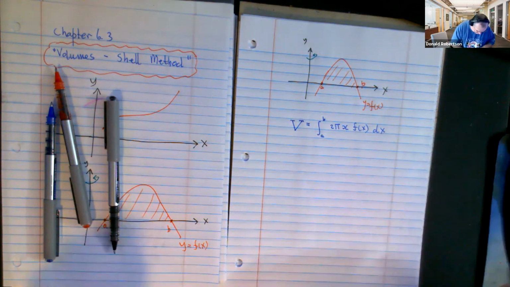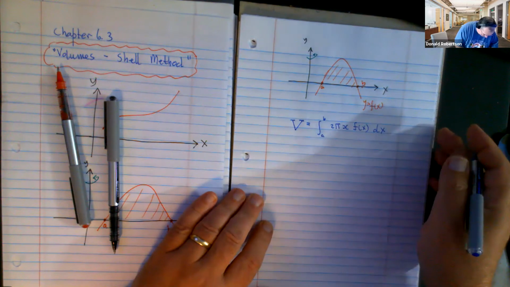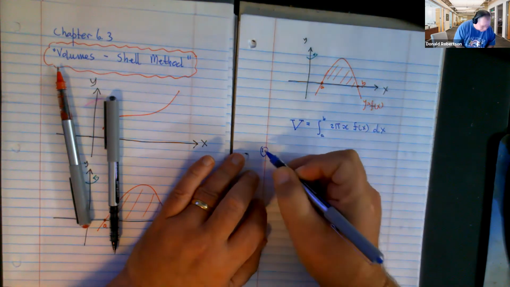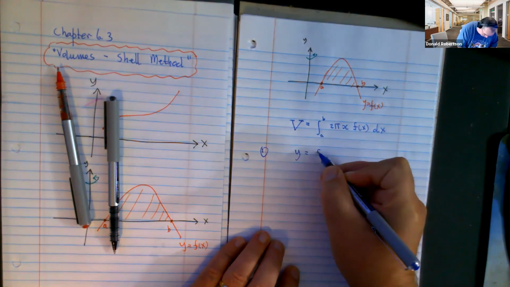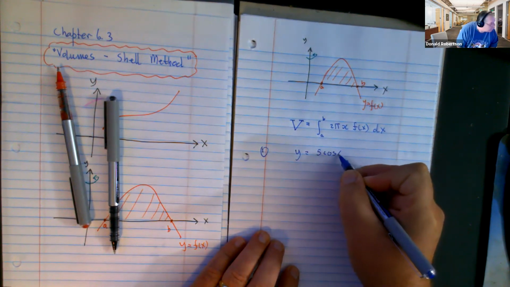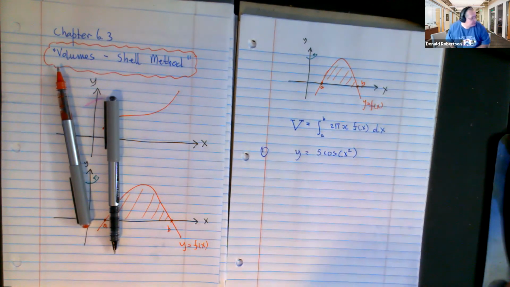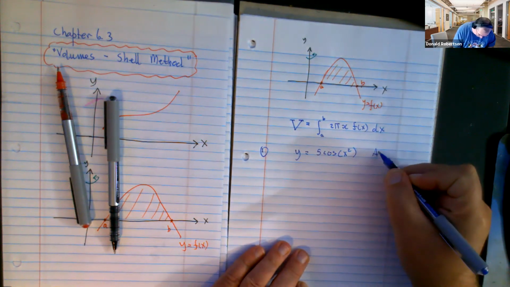So let's do our first example then. Yeah, question 1 will do. Suppose you wanted to take the function y equals 5 cos x squared, and you wanted to rotate it about the y-axis.